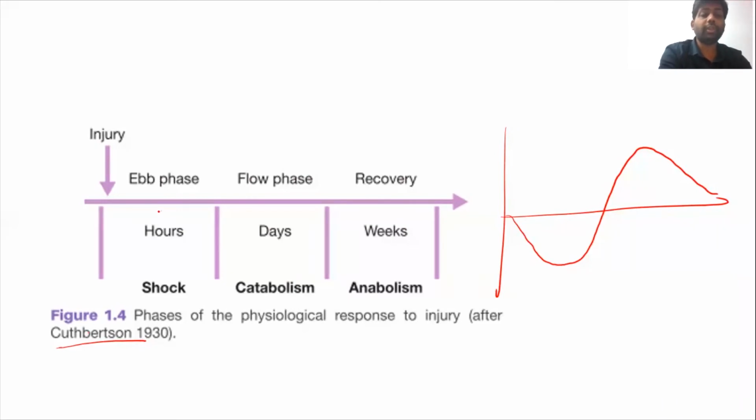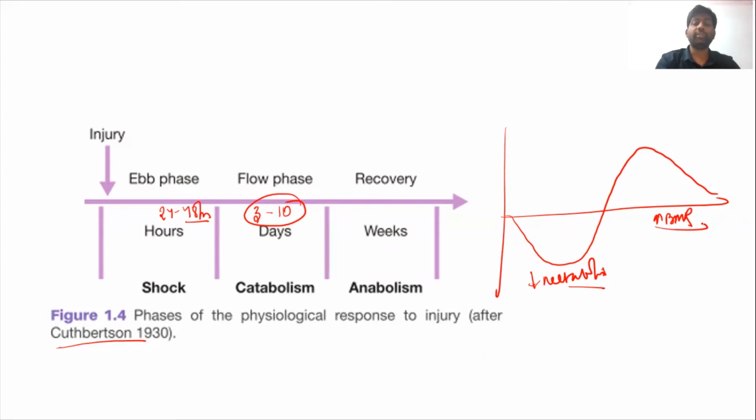So the ebb phase will last for 24 to 48 hours, and the flow phase will resume from 3 days to 10 days. So this is a very important MCQ. What happens in the ebb phase? In the ebb phase, there is decrease in the metabolism, whereas in the flow phase there is increase in the metabolism, and so there is a catabolic phase. There is hypermetabolism, there is muscle breakdown, and there is hepatic protein alteration. So there are a lot of responses which occur in the flow phase.